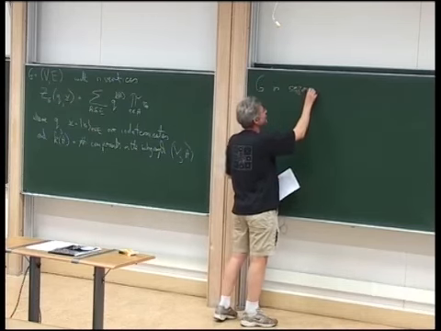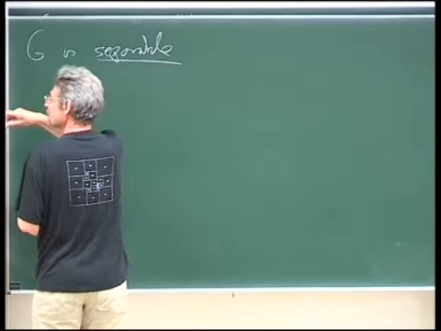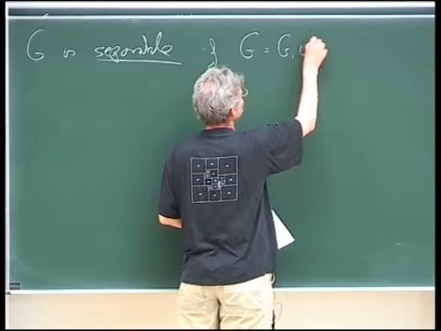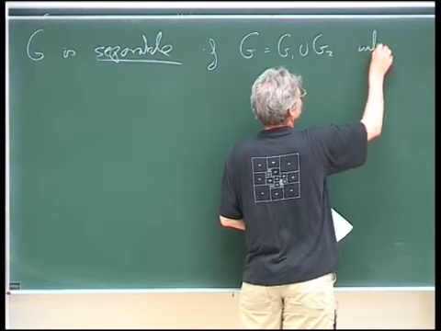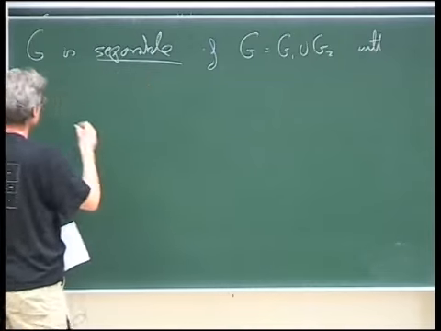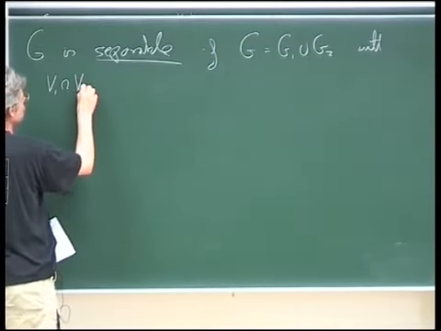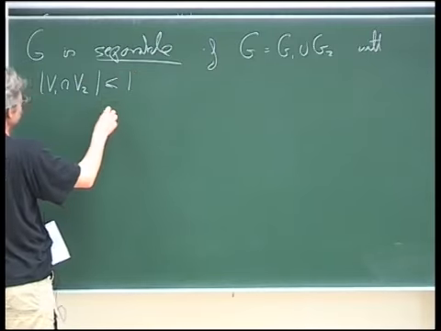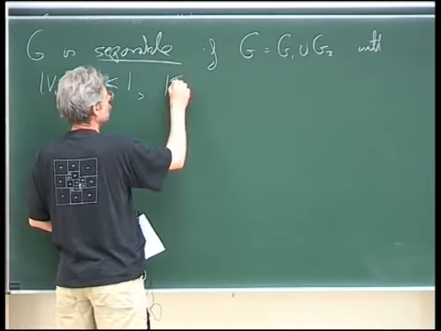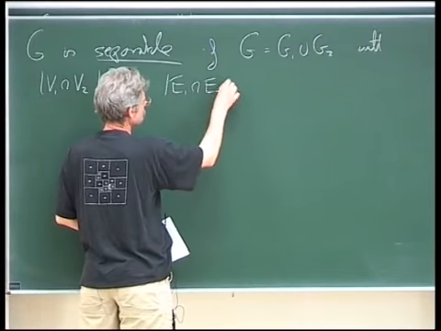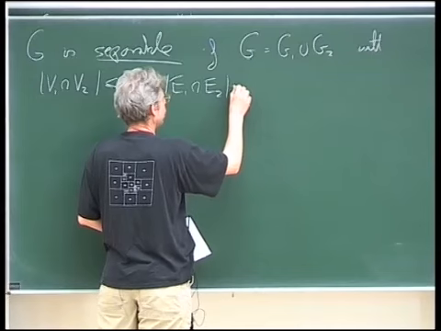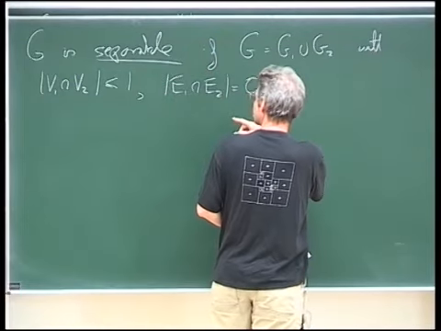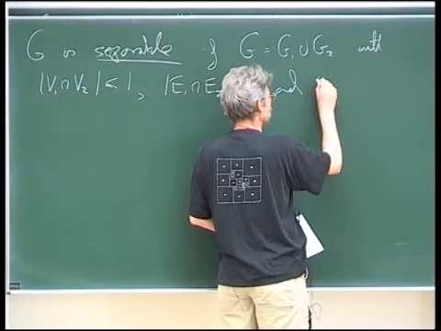So J is a graph. My graph J is separable if I can write it as the union of two subgraphs, with the first subgraph and the second subgraph having at most one vertex in common and no edges in common. And I guess just to make sure it's not trivial, I'll want the edge sets to be non-empty.